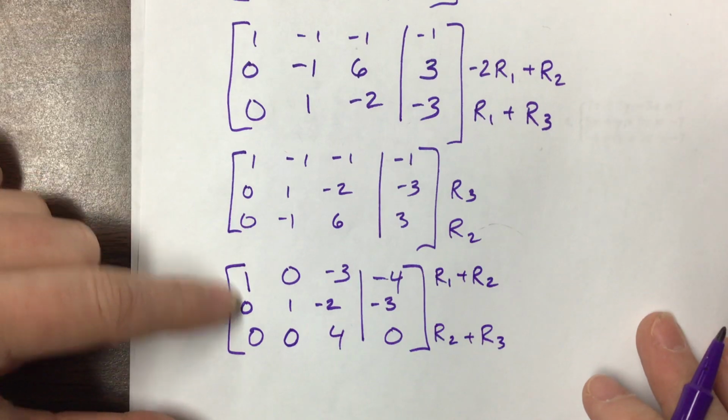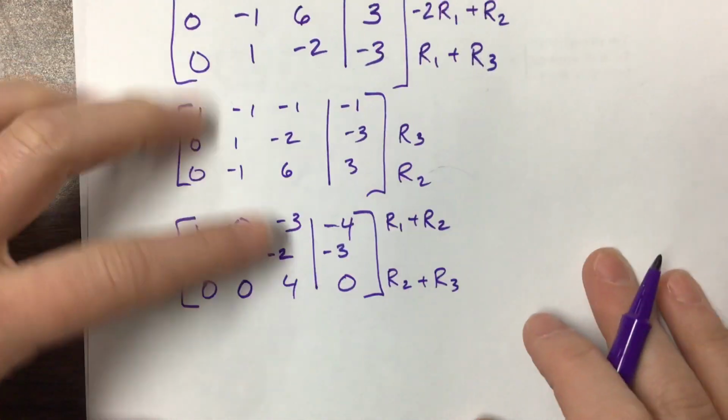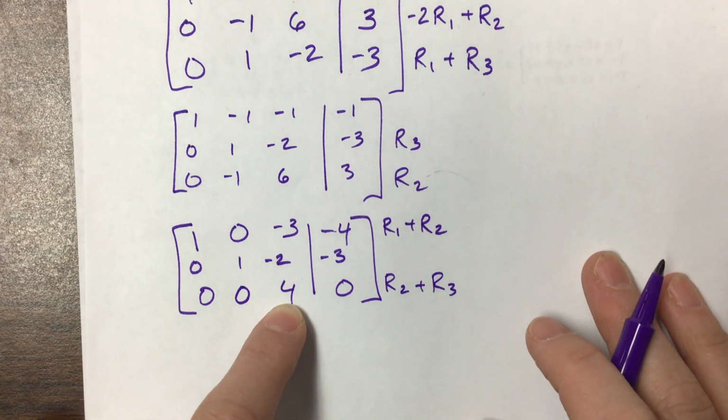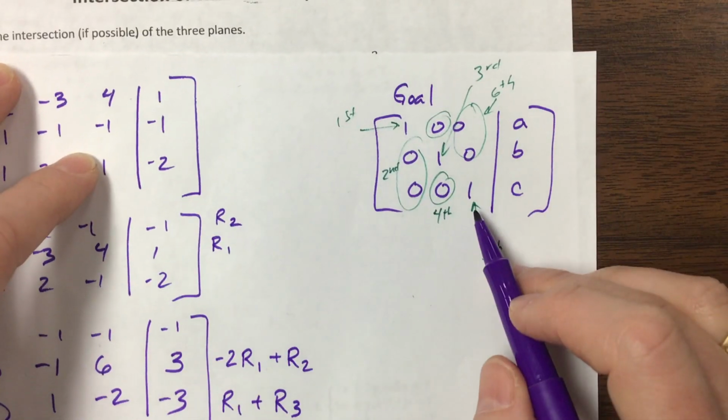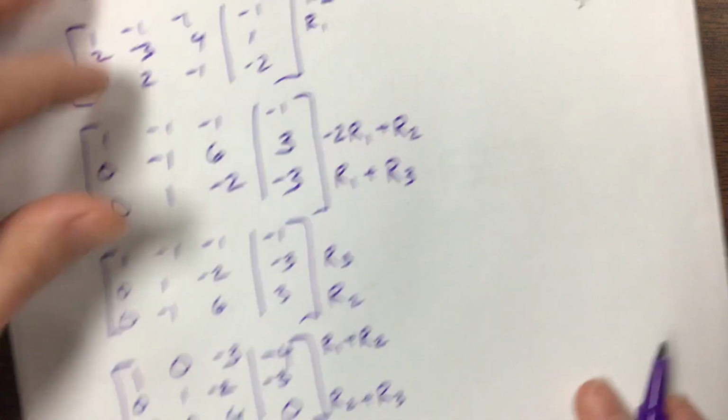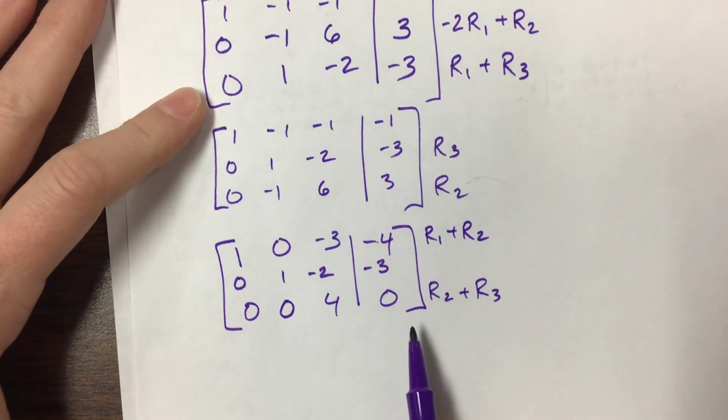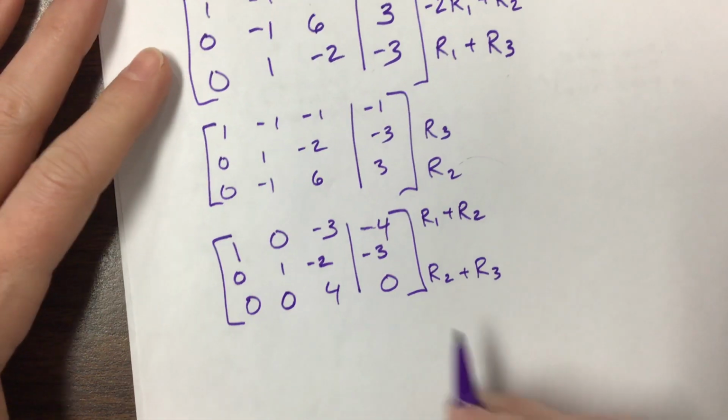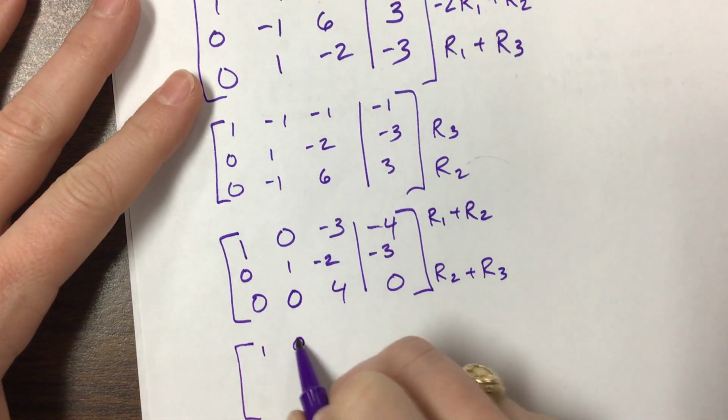Okay, and now the next thing. So I've got my 1 and my zeros. And so what I want here is a 1. Remember that was the 5th thing we wanted to do, and then get zeros. Well, on this one, I can divide through by 4, or I can multiply through by 1/4. So I'm keeping this.